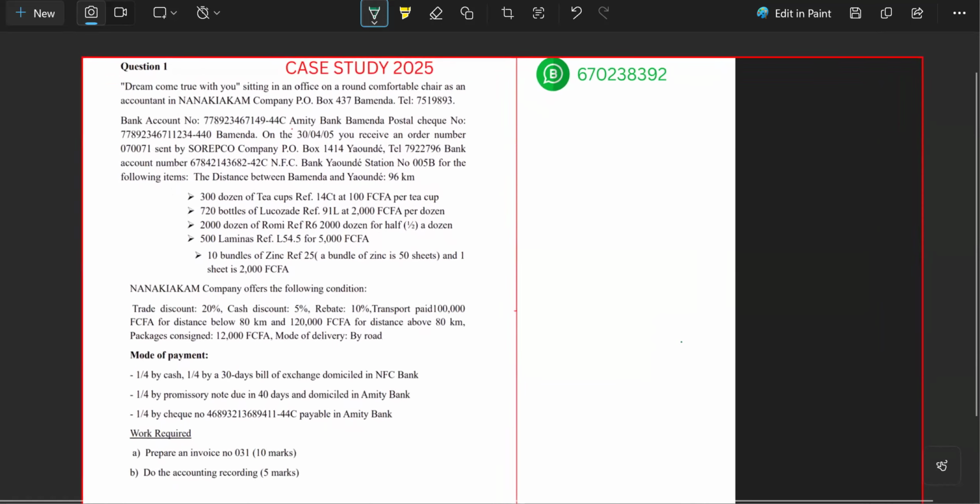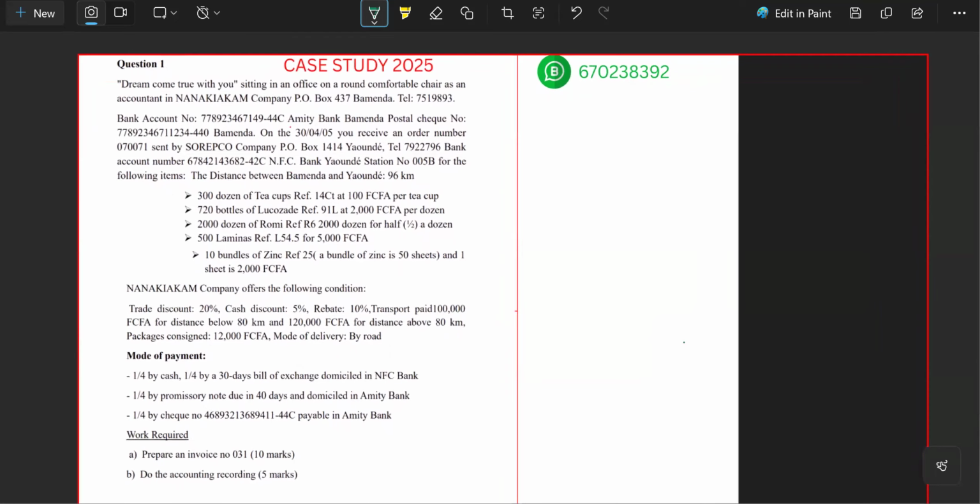So this is the question before us. We are going to go straight away to the role required. As we work, we'll be analyzing the question. The first role required is that we should present the invoice number 031. So we can have our solution.